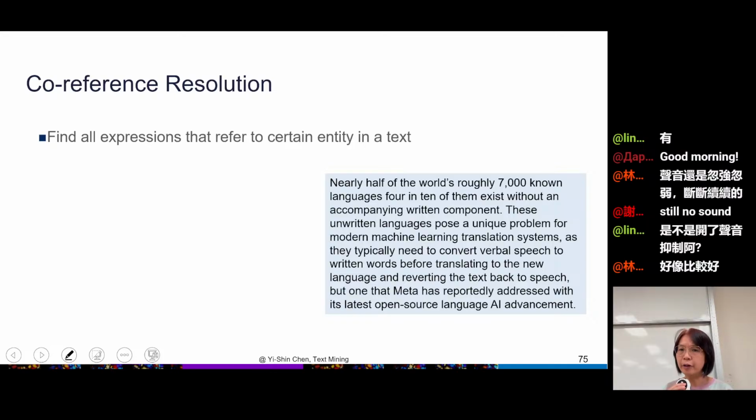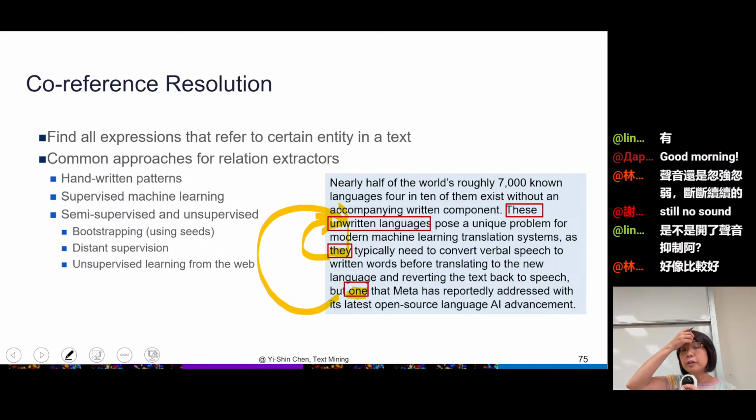So what does that mean? For example, here is the text right here. Nearly half of the world's roughly 7,000 known languages. There's some name. Okay, we are talking about some language. But then in this article right here, you not only have the language and per language, you can also utilize "they" and "one" to refer to the language we want to talk about. So when you see "they" right here, you know that it refers to this one. When you see "one", that also refers to one of them right here. That is called coreference resolution.